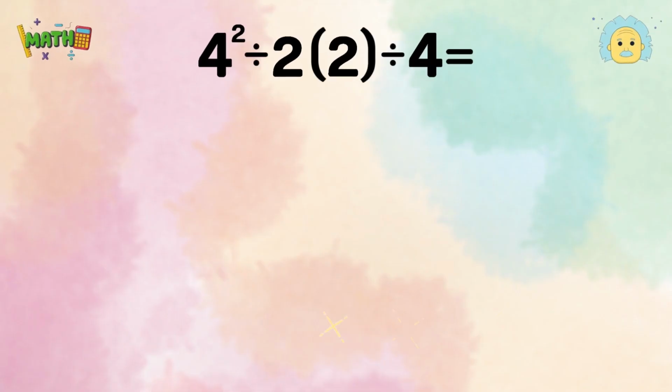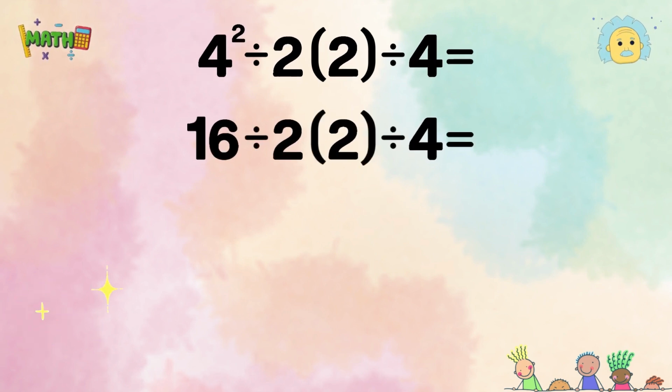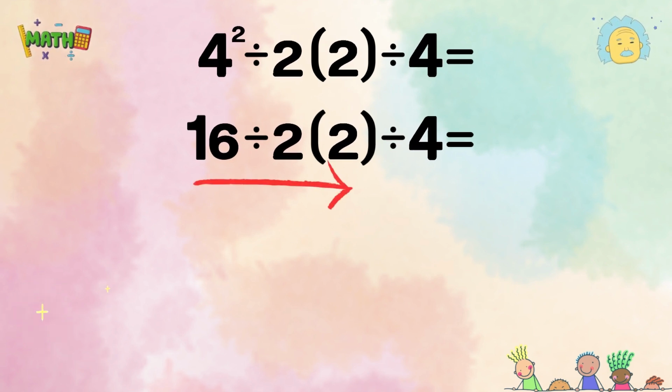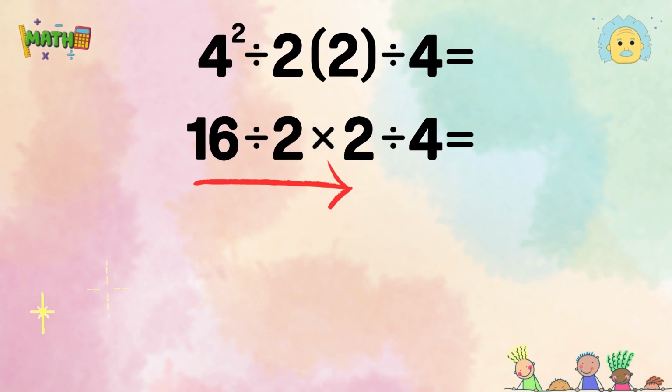Now that we've got that cleared up, we're ready to solve the equation. We have to start with the exponents, so 4 to the power of 2 is 16. At this point, we are left with only multiplication and division, which means we solve the rest of the equation going from left to right. Don't let those brackets fool you. All they mean is that there's multiplication between the 2's. It does not mean do multiplication first.